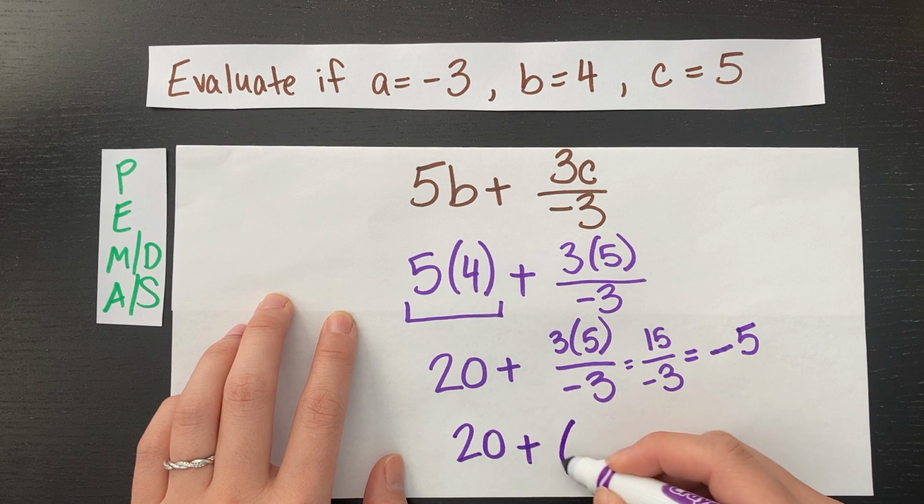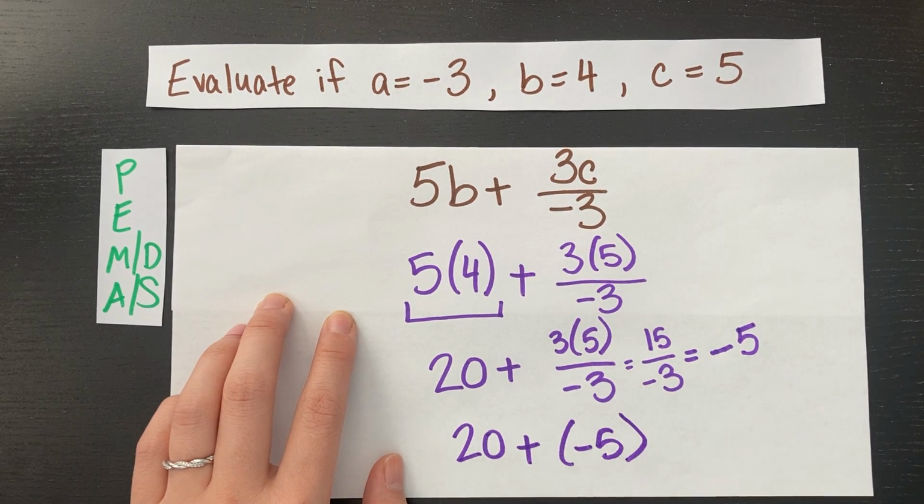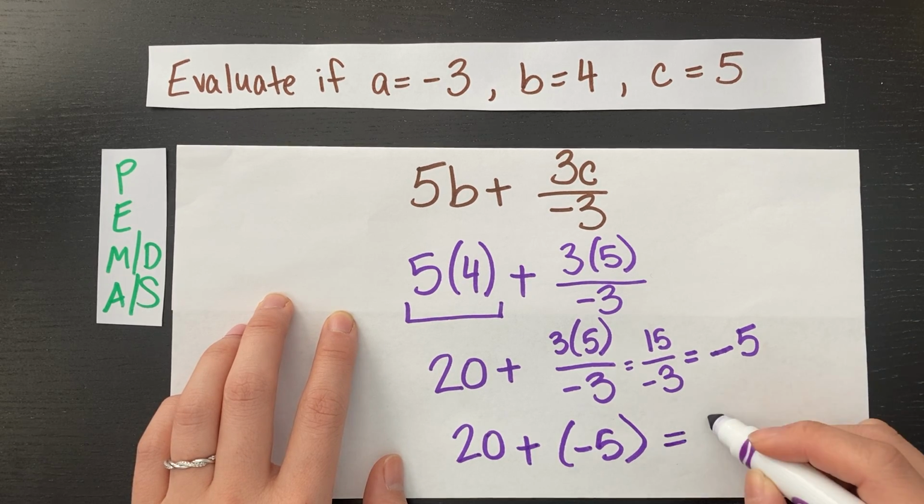So 20 plus a negative 5. Plus a negative is the same thing as just subtracting. So 20 minus 5 is 15.